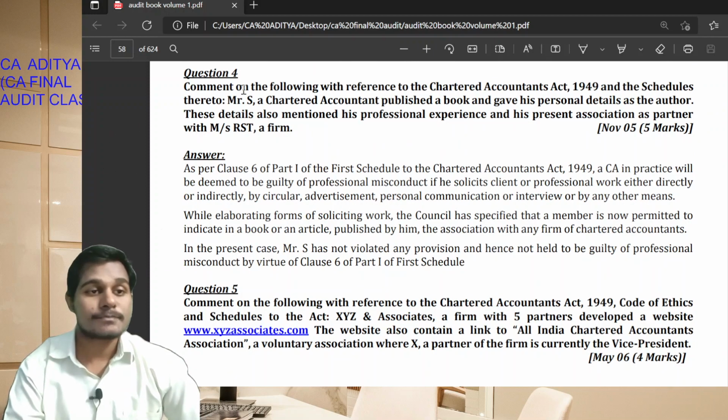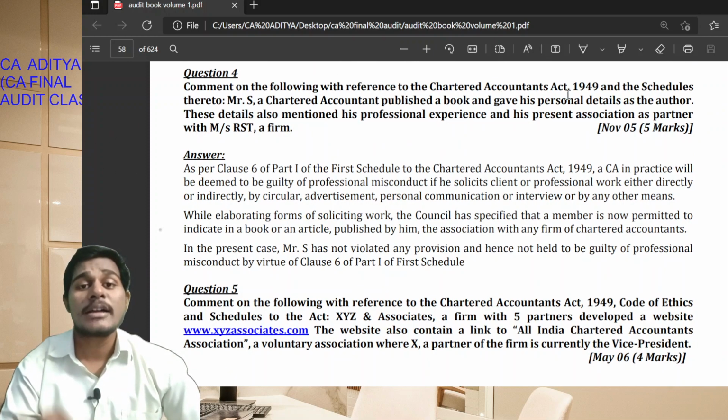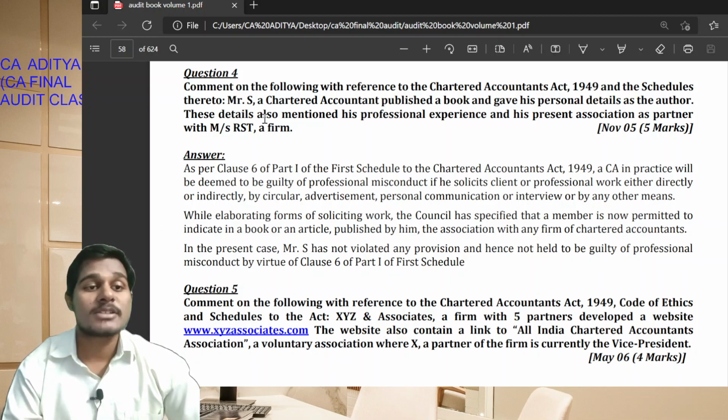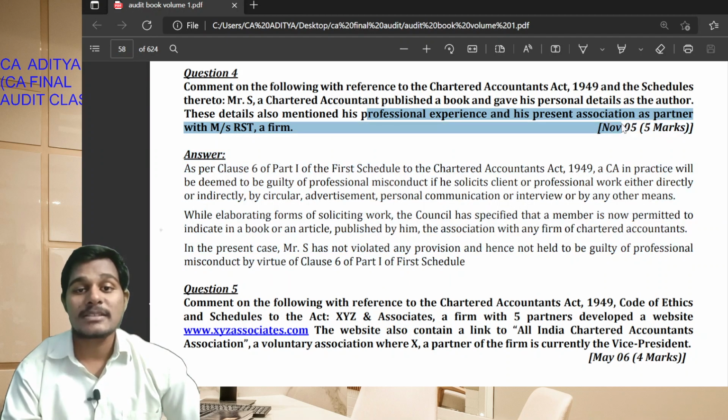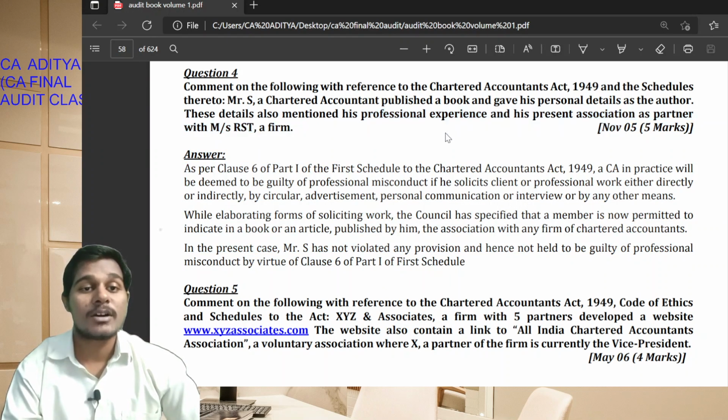Comment on the following with reference to the Chartered Accountants Act 1949. Mr. X, a chartered accountant, publishes a book and gives his personal details as the author. These details also mention his professional experience and that he is associated as a partner of Mr. X. See students, Mr. X, a chartered accountant, has published a book. In that case, he can publish his name and also the name of his partnership firm. So, in the present case, he will not be guilty of professional misconduct.